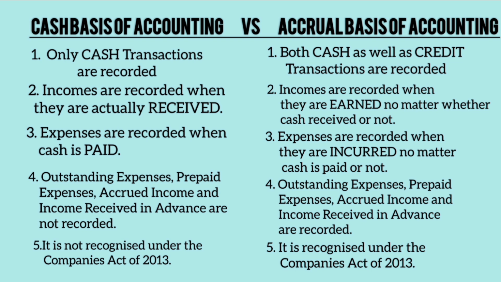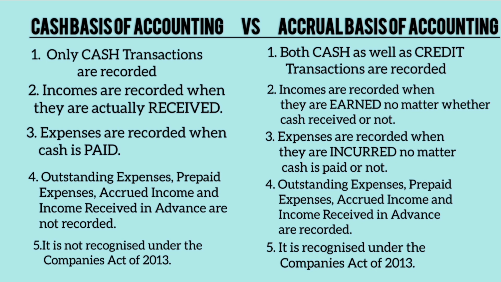The third point of difference is when expenses are recorded. Under the cash basis of accounting, it is recorded only when it is paid. But in accrual basis of accounting, expenses are recorded when it is incurred, no matter when the cash is actually being paid.